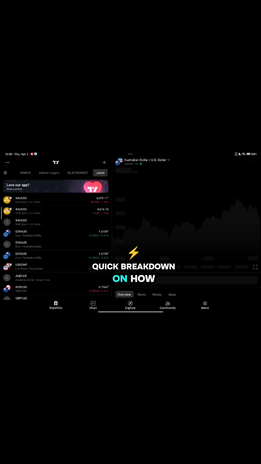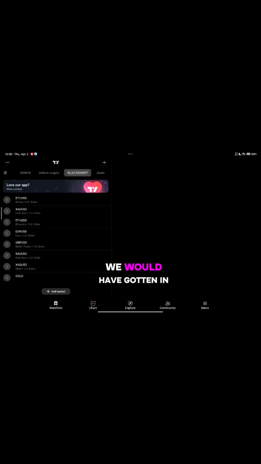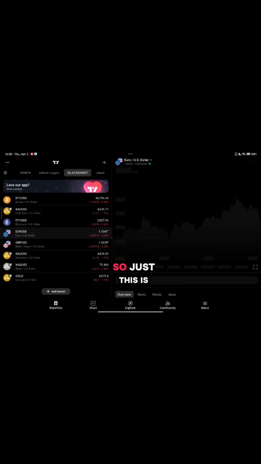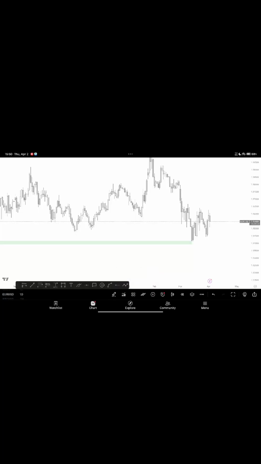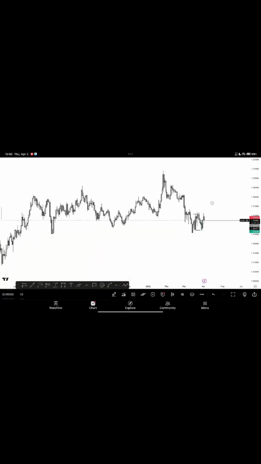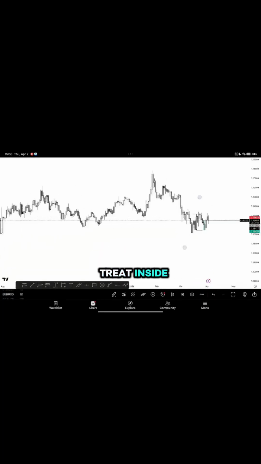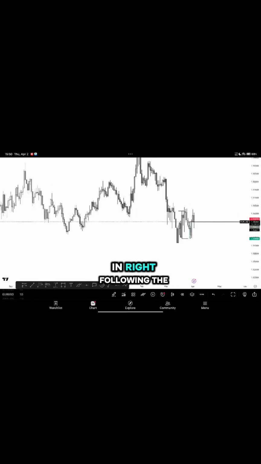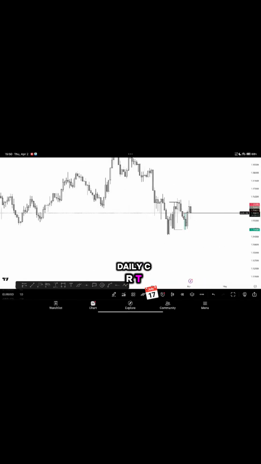Alright, so let's do a quick breakdown on how we would have gotten in on EU following the trend. Although I got only one trade inside, just this one sell trade, let's do a quick breakdown on how we would have gotten in, following the daily CRT.